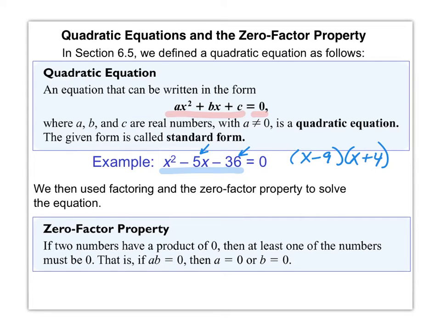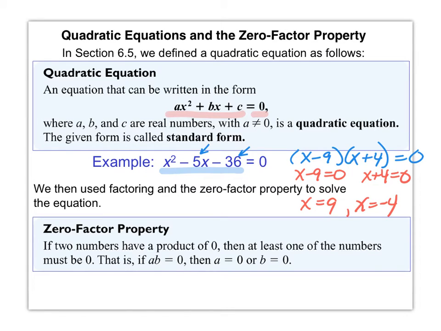So we are able to rewrite this quadratic equation by finding the factors and setting that equal to 0. Then we use the zero factor property and set each of those factors equal to 0. You get x minus 9 is equal to 0, so x is equal to 9. And then x plus 4 is equal to 0 to get x equals negative 4. Now this is our solution to the quadratic equation, and as always we want to check our work. We plug those back into the original equation.